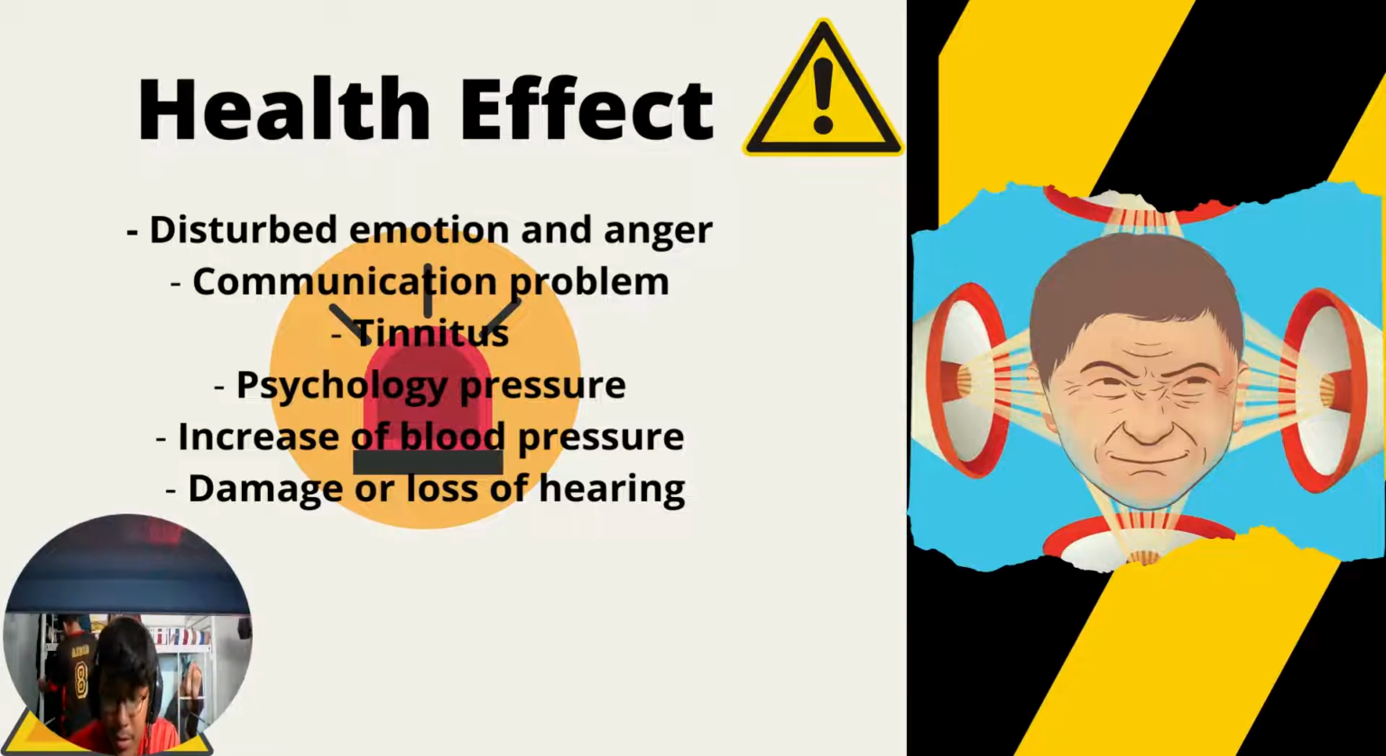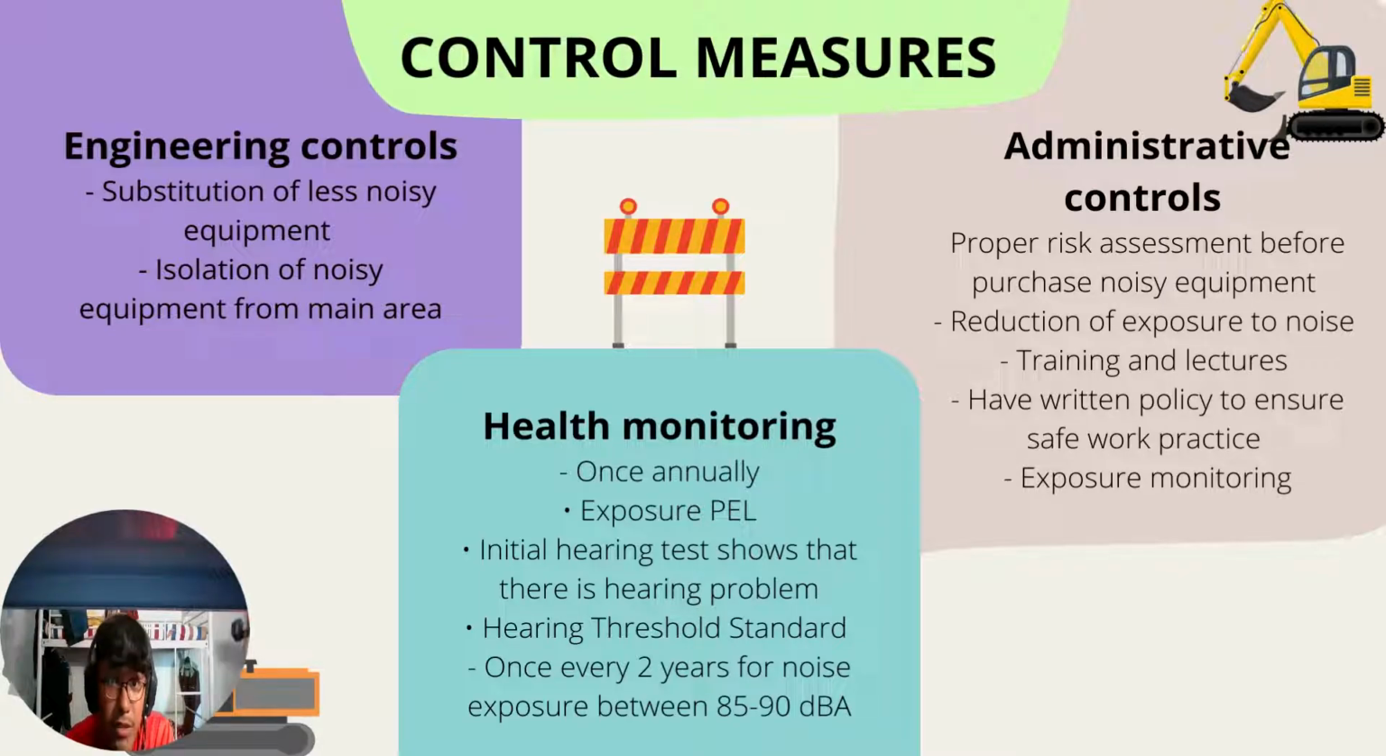Next is the control measures, which has three controls: number one is engineering control, number two is health monitoring, and the last one is administrative control. For engineering control, we can replace noisy equipment and isolate noisy equipment from the main area. Health monitoring is where we monitor exposure and do an initial hearing test to show whether there is a hearing problem, and this test is called the hearing threshold standard.